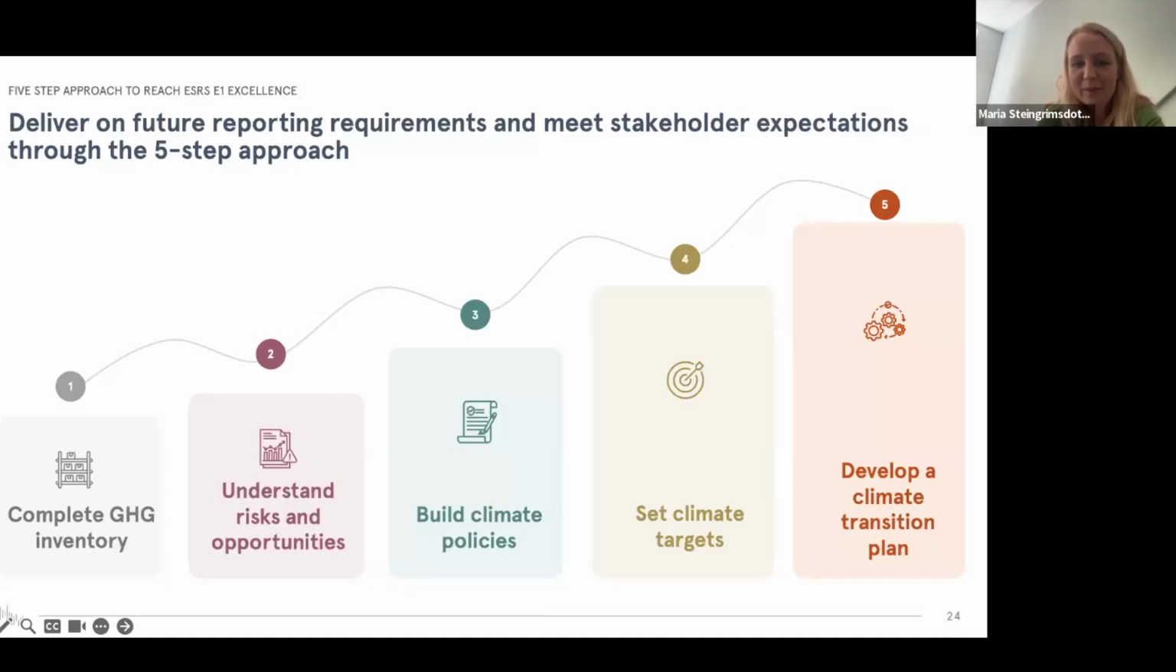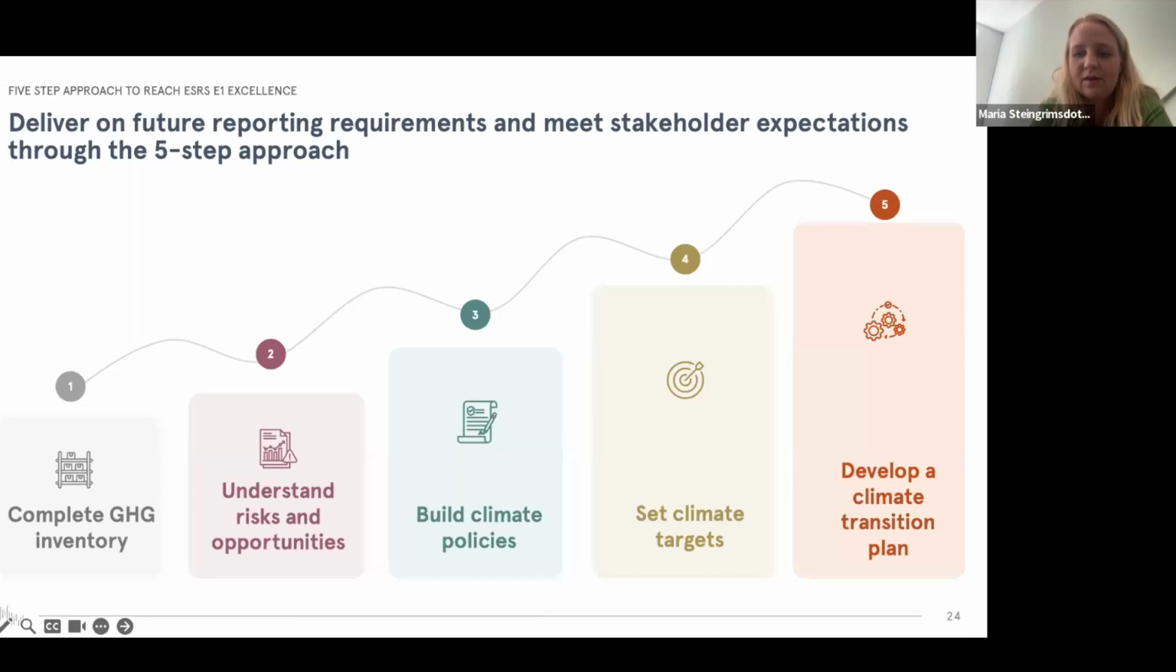We have completed this 5-step guide here. And through this 5-step guide, you will be able to deliver on future reporting requirements and meet your stakeholders' expectations. And the first one here is that companies need to perform a complete greenhouse gas inventory. So understanding where their emissions come from.